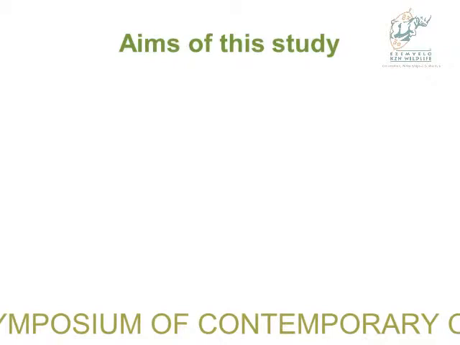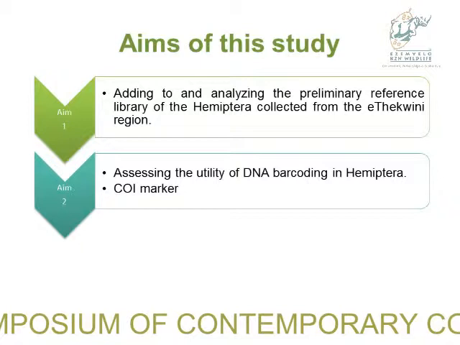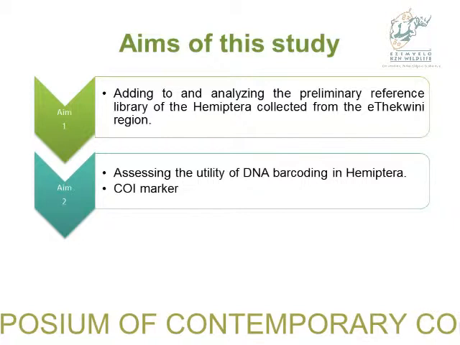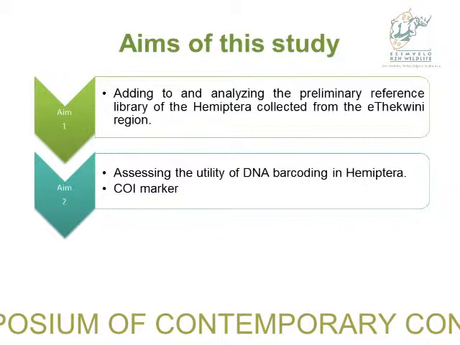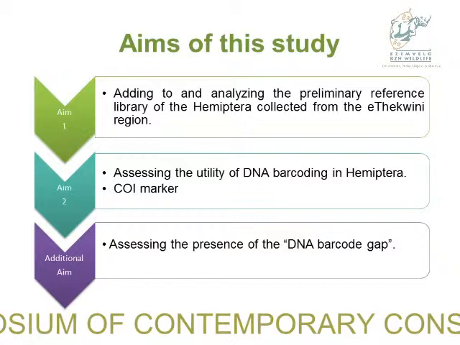The aims of my honors project were, first, to add to and analyze a preliminary reference library for the Hemiptera collected in the eThekwini region. The second aim was to assess the utility of DNA barcoding in Hemiptera by looking at whether or not the CO1 marker, as you all have been speaking about, is in fact successful and useful for DNA barcoding in Hemiptera. Further analysis was done on the barcoding gap to see whether the utility of DNA barcoding was successful or not.